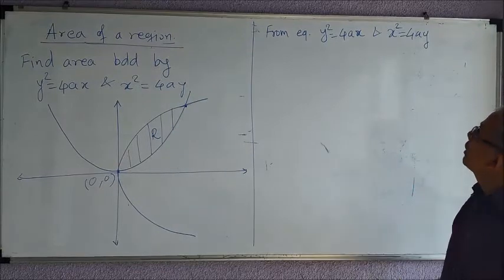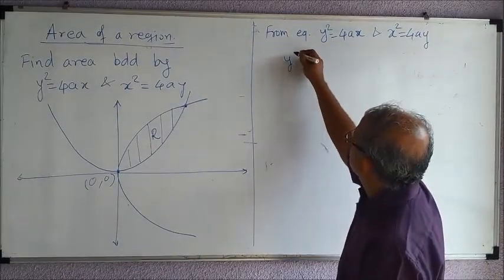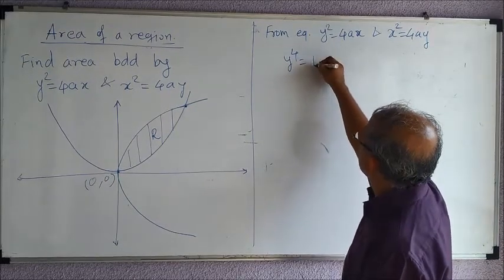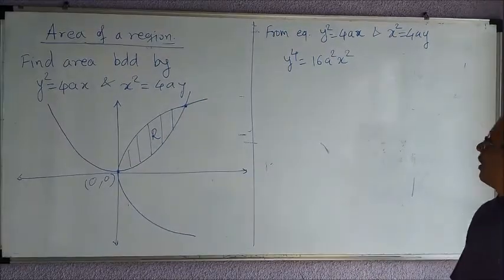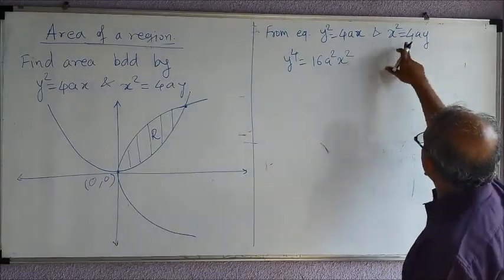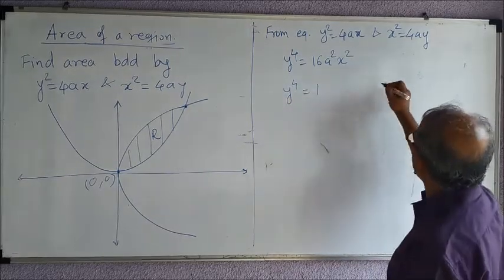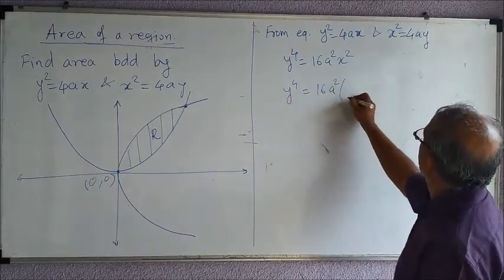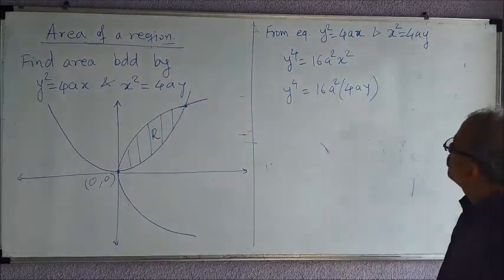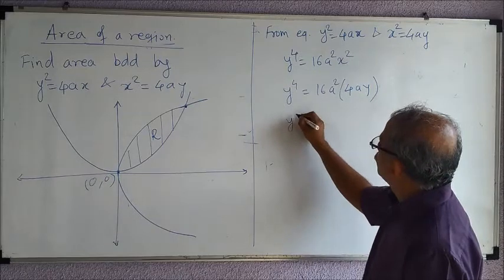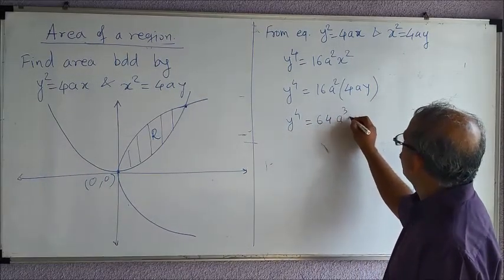what we can write is, let me square this. So this is y raised to 4 is equal to 16a square x square. I squared, and then now x square I'll substitute by 4ay. So y raised to 4 is equal to 16a square into 4ay, right? So this is y raised to 4 equal to 64a cube y.